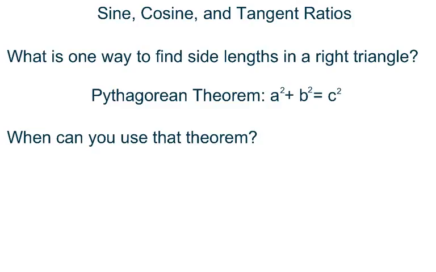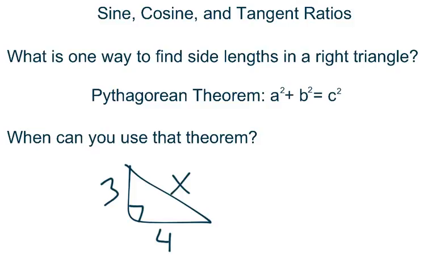Again, the way I like to look at it is leg squared plus leg squared equals hypotenuse squared. But when can you use that theorem? That theorem actually only works if you know two sides. So if I knew this was 4 and I knew this was 3, and let's call that x, I could use the Pythagorean theorem to find what x is. I would need to know the two sides.